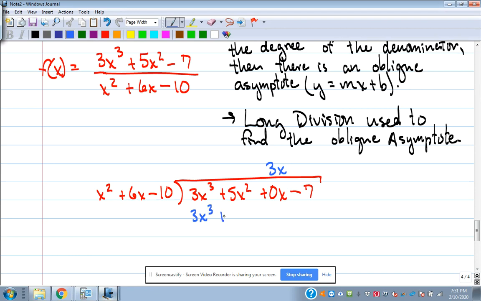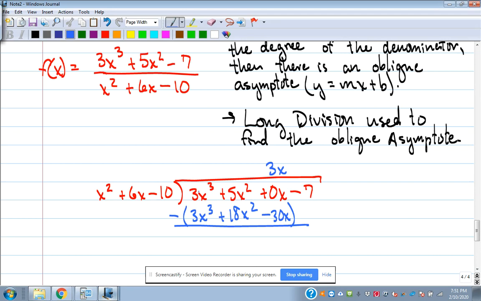3x times x squared is 3x cubed. 3x times 6x is 18x squared. 3x times negative 10 is negative 30x. And then I'm going to subtract that whole thing. Does that look completely foreign to you, or do you kind of remember doing that? Hopefully you kind of remember. If you don't, it's not a hard thing to pick up. Just takes a little practice.